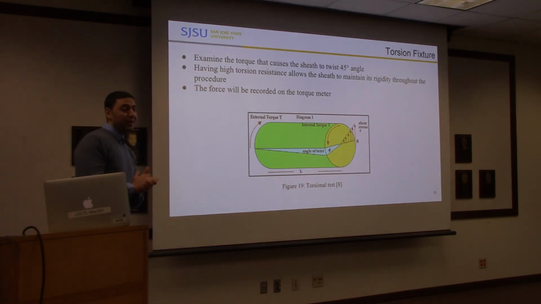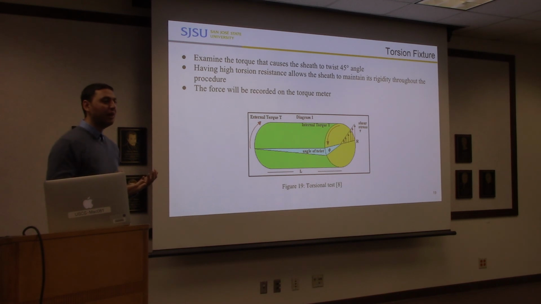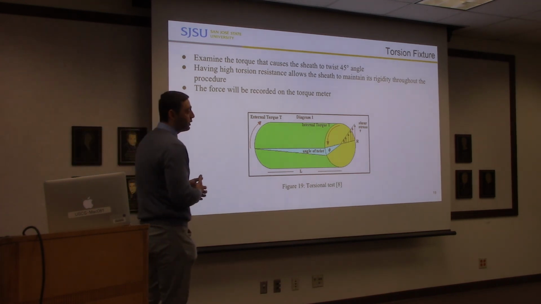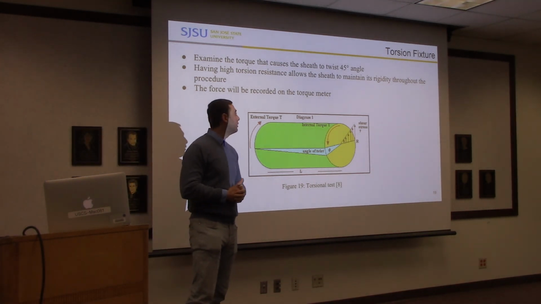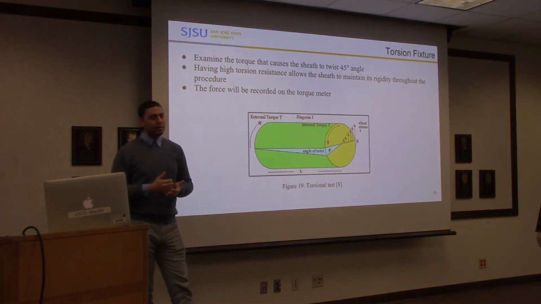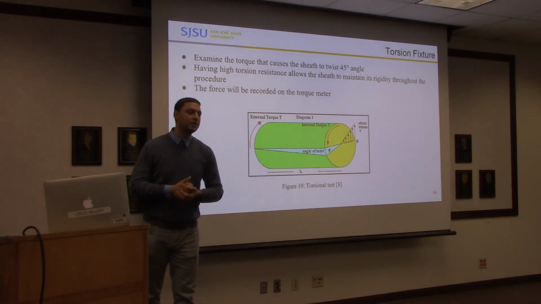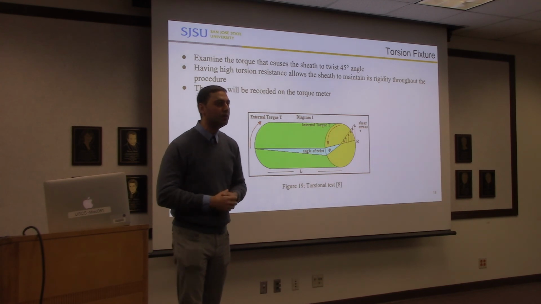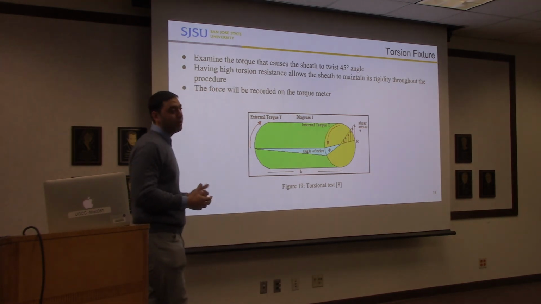So why are we doing it? To ensure that our design can withstand the torque the sheath will encounter in the operation. And we're going to be testing between 0 and 45, and that's the normal twist angle that the sheath will encounter in the procedure as well.